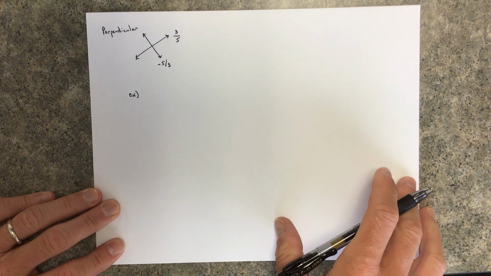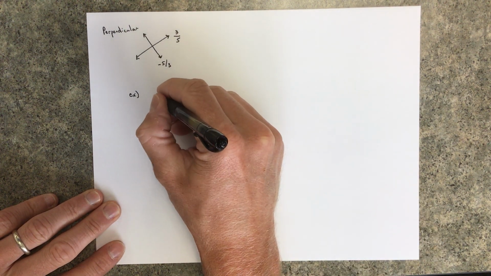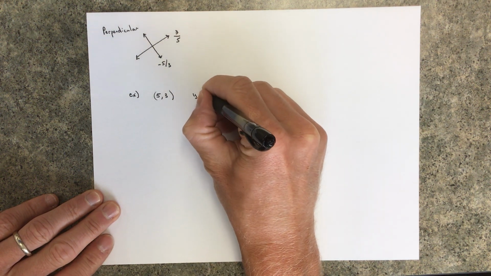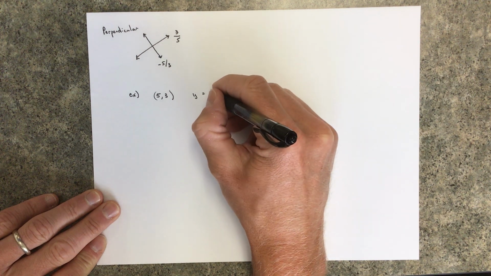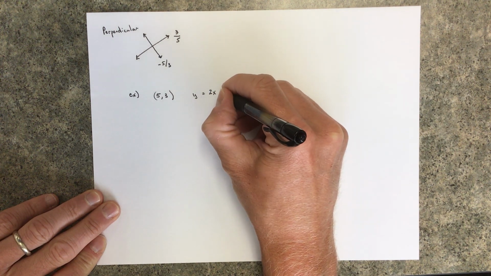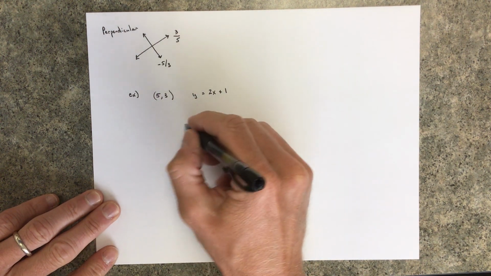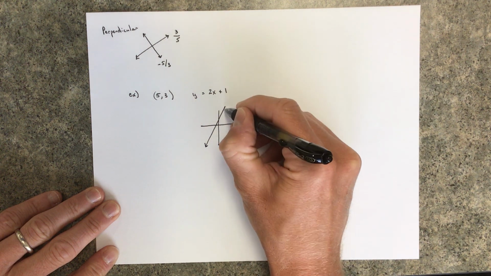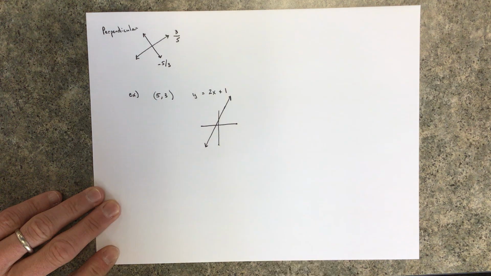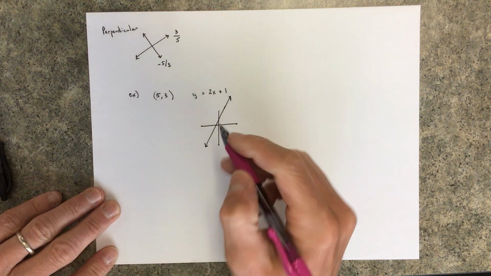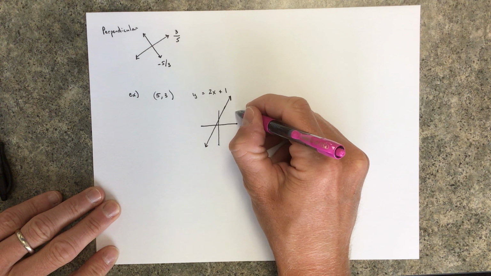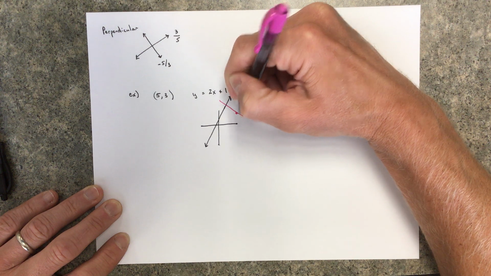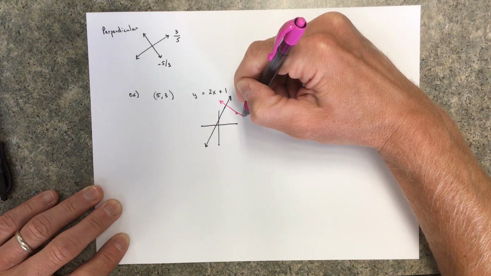So let's take a point on a grid, so let's say (5, 3), and let's take an equation, y equals 2x plus 1. Okay, so this looks something like that. And I want the perpendicular line that goes through the point (5, 3). So (5, 3) is over here somewhere, there. And I want to find that pink line. I want to find the equation of it.